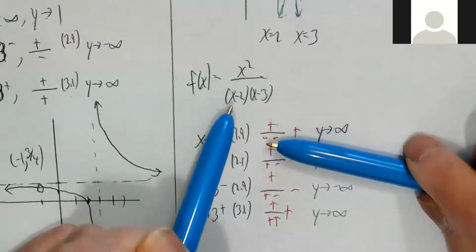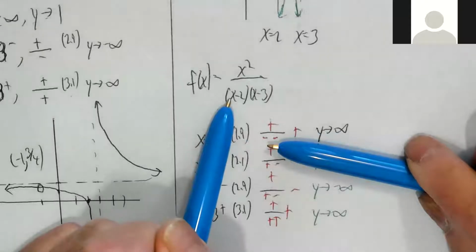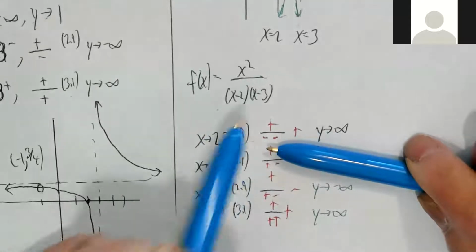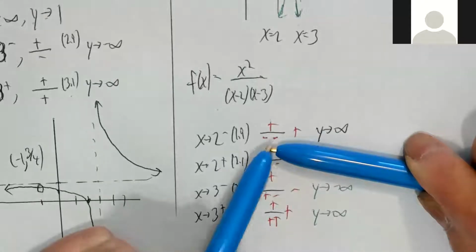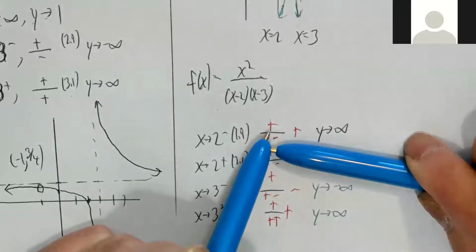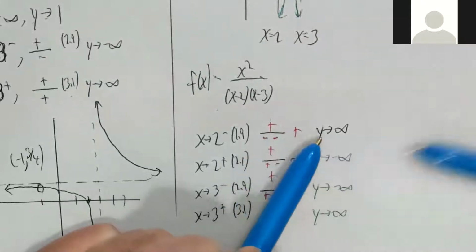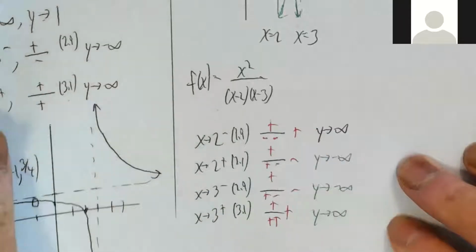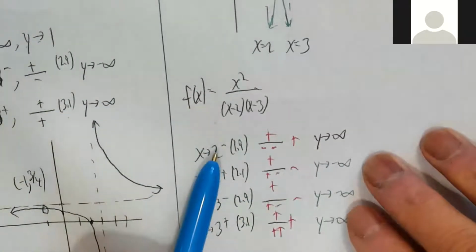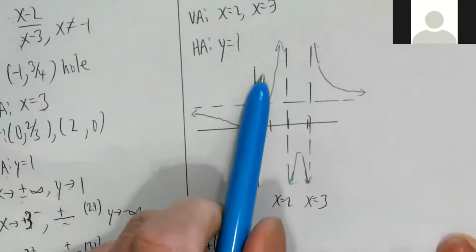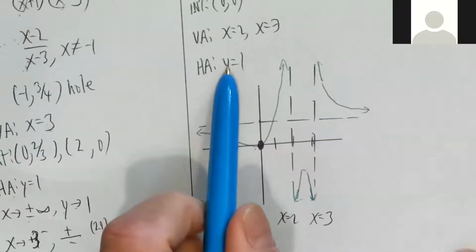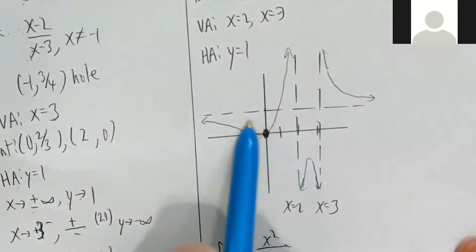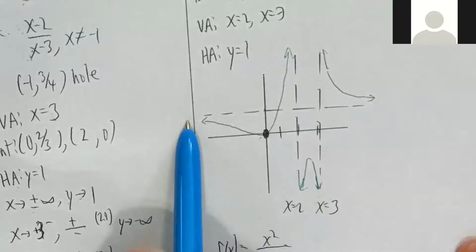So 1.9. 1.9 minus 2, negative. 1.9 minus 3, negative. 2 negatives makes the whole thing positive. Y approaches infinity. So a little bit to the left of 2, we shoot up. We have to touch the origin, and then we approach y equals 1. So that tells me right now it's going to go something like that.